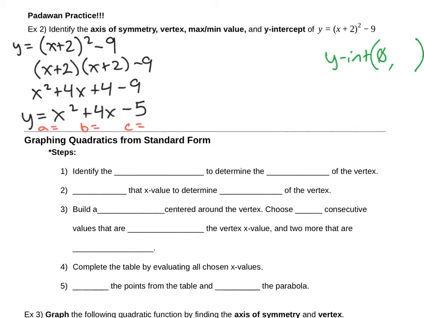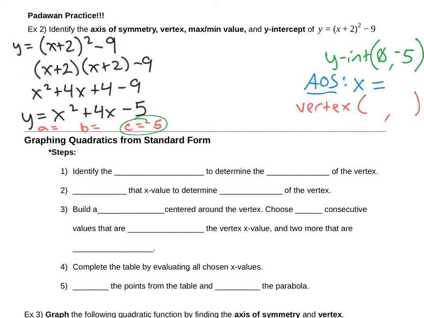Now you can see that it is not going to be negative 9 for the y-intercept. It's actually going to be what? Negative 5. Negative 5 for my y-intercept. All right, go ahead and find the next things: the symmetry, vertex, and max min value.